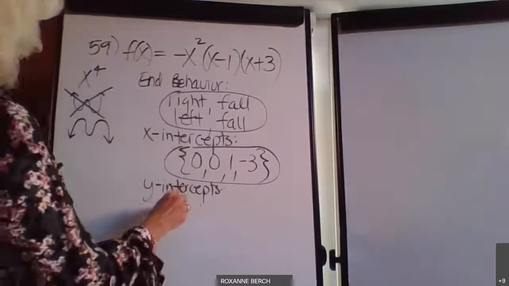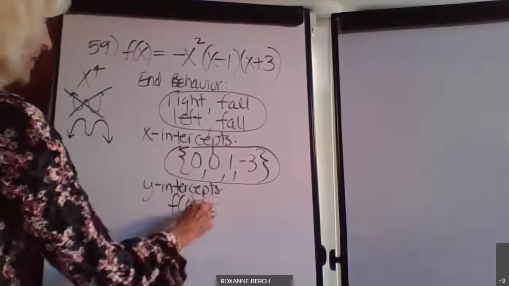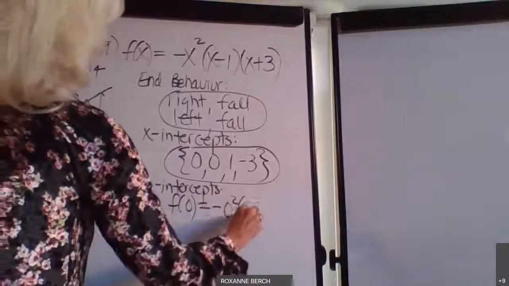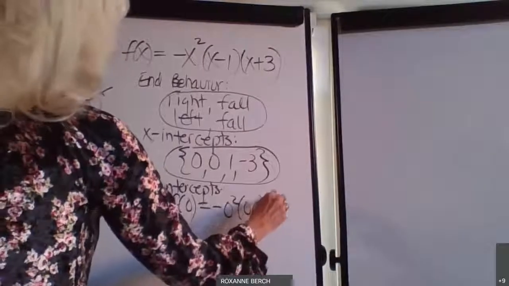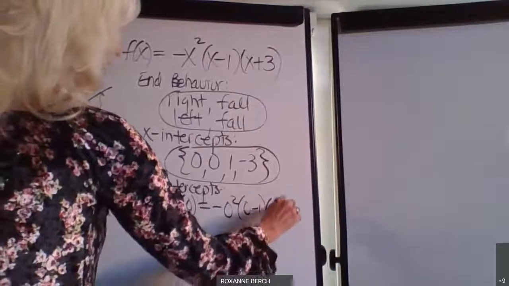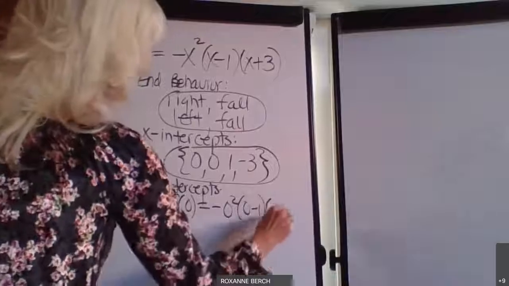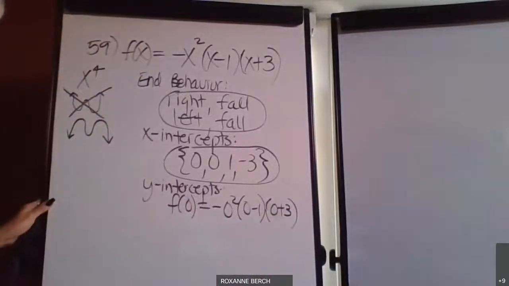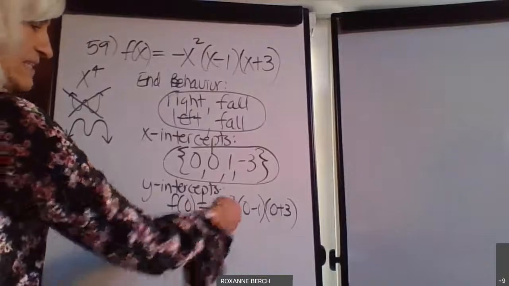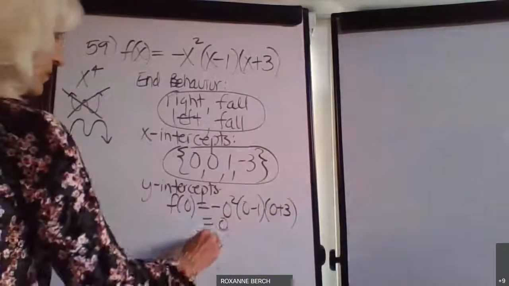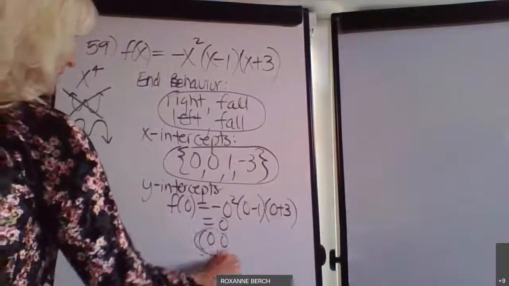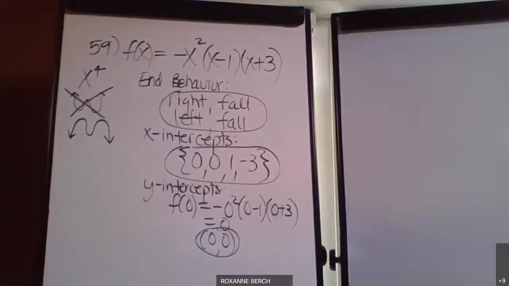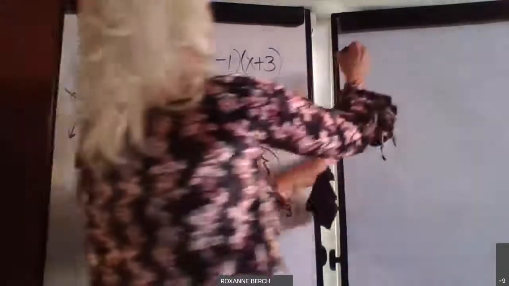So the y-intercept, we're going to put f of 0. So this would be -0 squared times 0 minus 1 times 0 plus 3. Well, isn't 0 times anything 0? Isn't that 0 going to zero everybody out? Yes. Okay, let's look at the symmetry.